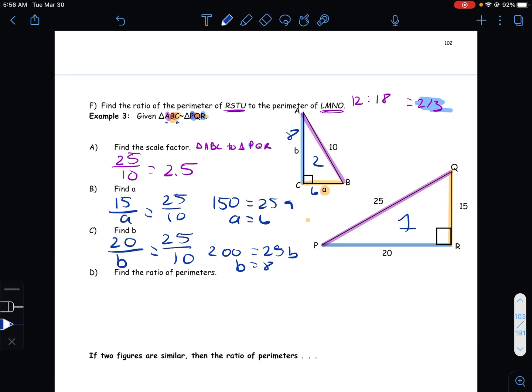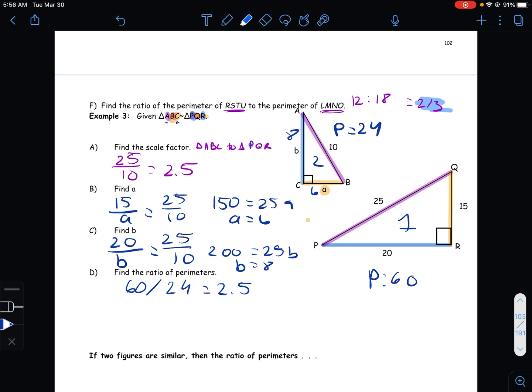All right. Then they want us to find the ratio of the perimeters. So we'll do this triangle here. The perimeter is going to be 8 plus 10 plus 6, which is 24. And this one's going to be 25 plus 20 plus 15, which is going to be 60. All right. And notice we said we're going from ABC to PQR. So we'll do PQR first. So we'll do 60 over 24. 60 divided by 24 gives us 5 over 2, or 2.5.